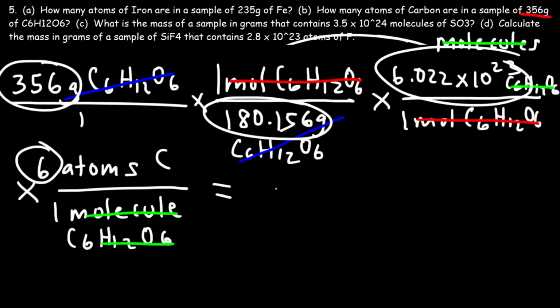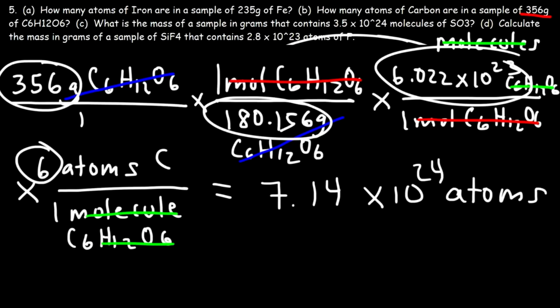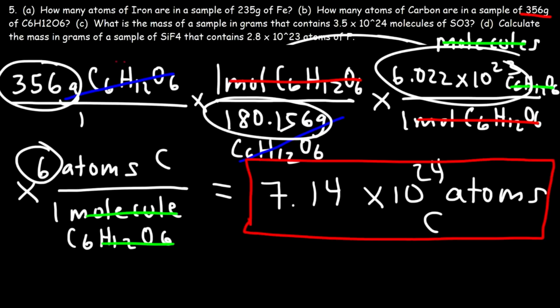So the final answer that I have is 7.14 times 10 to the 24 atoms of carbon. So that's how you can go from the grams of, let's say, substance A to the atoms of substance B.